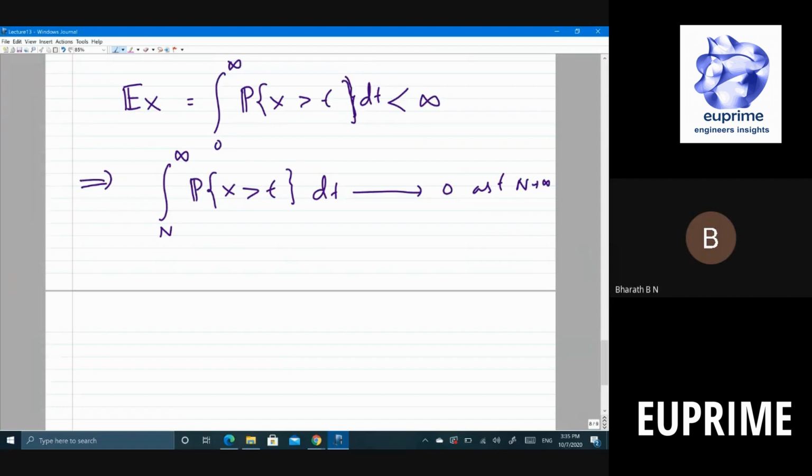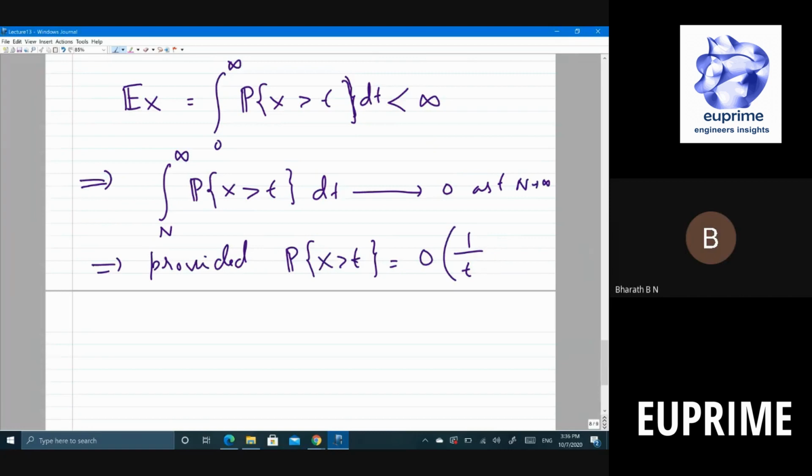So when will this happen? This will happen provided the probability of this is of the order of 1 by n power, right? So for sufficiently large n, it should be of the order of, sorry, not n power, right? So what should be the answer? It should be t power, right? 1 minus alpha, right? Sorry, is that correct?